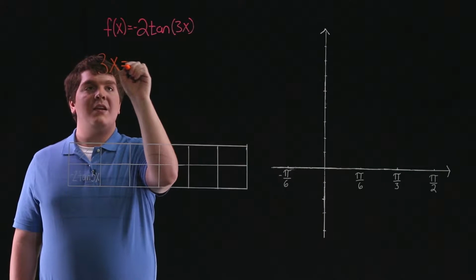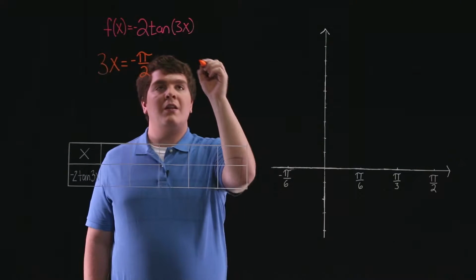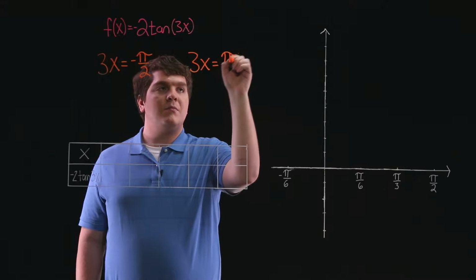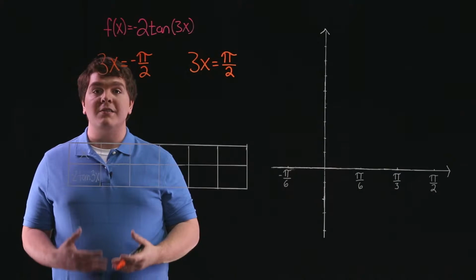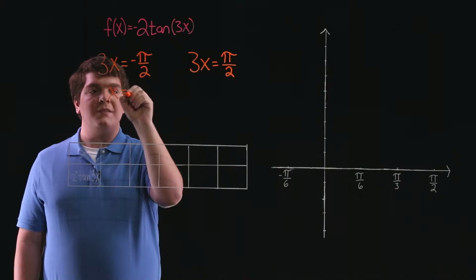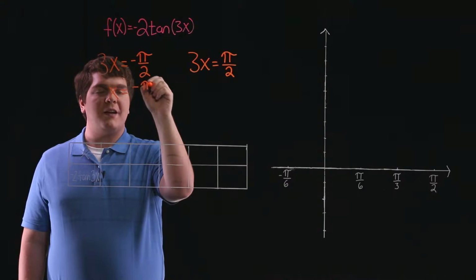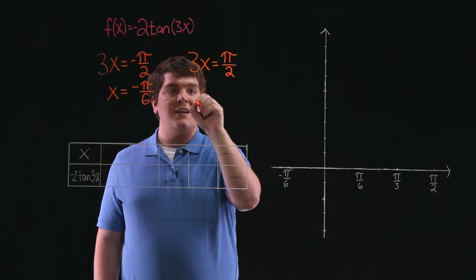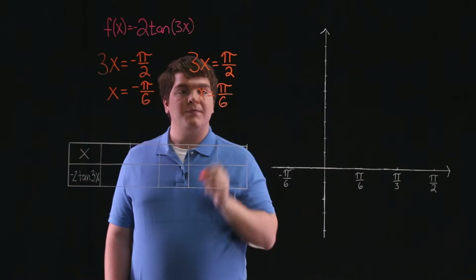3x equals -pi/2 and 3x equals pi/2. Now we can solve each of these rather easily by dividing by 3. The first equation gives us a vertical asymptote at x is equal to -pi divided by 6. And the next asymptote is x is equal to pi divided by 6.